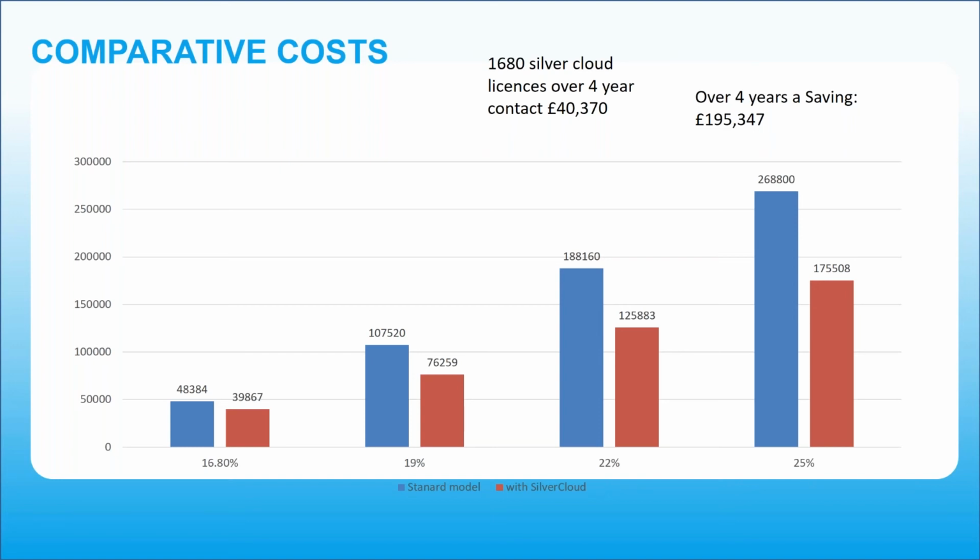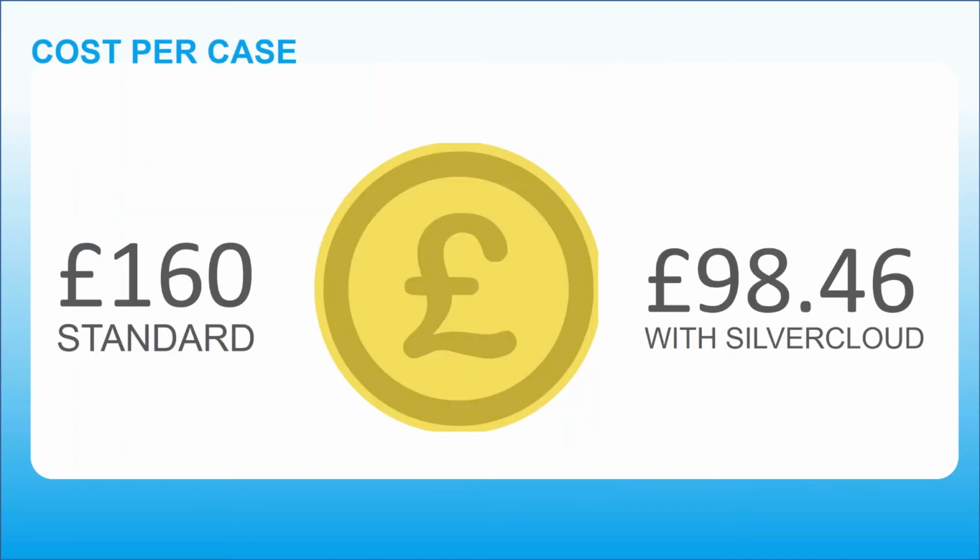The other bit that is to be considered is when you consider the standard model against the model with SilverCloud and what the cost per case would be. So if you look at the individual cost per case, the standard model is around about 160, and obviously this can be done multitudes of different ways, and I'm more than happy to work with people to put this together if you need some help. So the standard model is £160 in this business case, compared to 98.46 when you have SilverCloud.